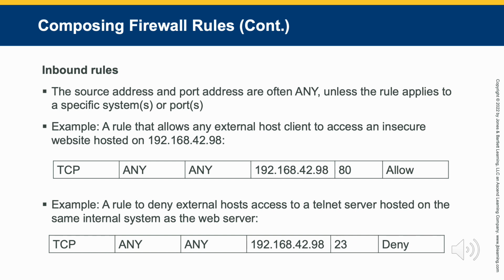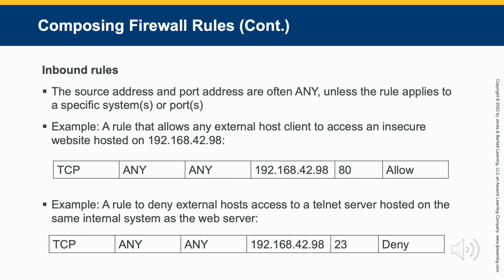So let's look at our rule again. The protocol is TCP. The source is anybody coming in, any address coming in, any port coming in, destined for 192.168.42.98, listening on port 80, allow that traffic.